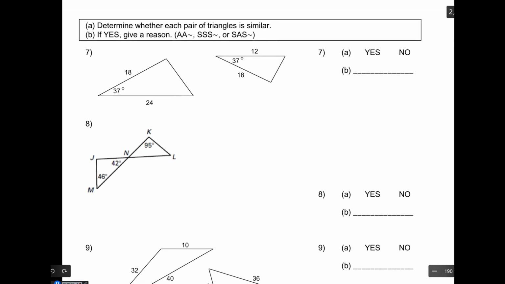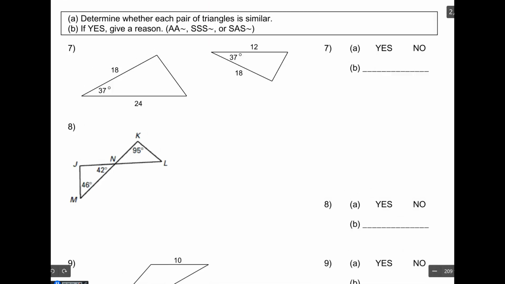Alright. Determine whether each pair of triangles is similar. If yes, give a reason. Okay, so we need a little work on this. So I'm going to slow down just a tad. And let's go around. Let's have Noah explain number 7. It's Noah time.